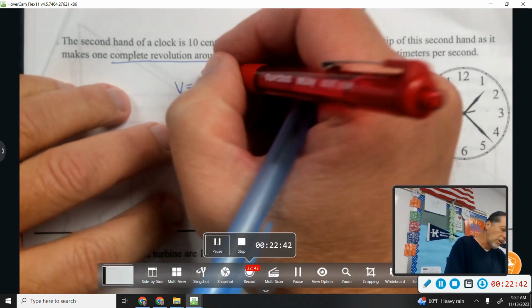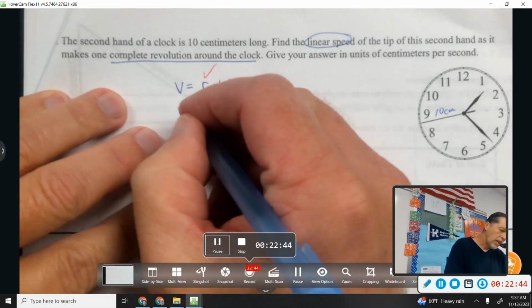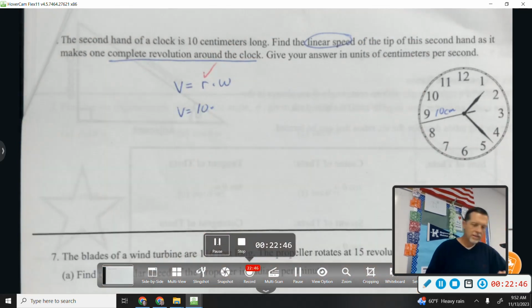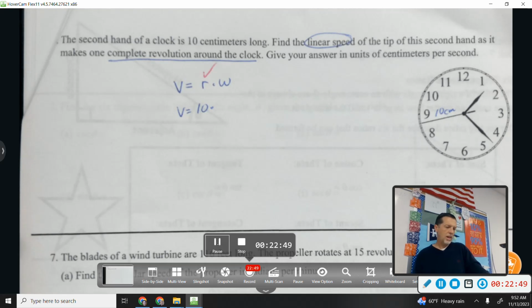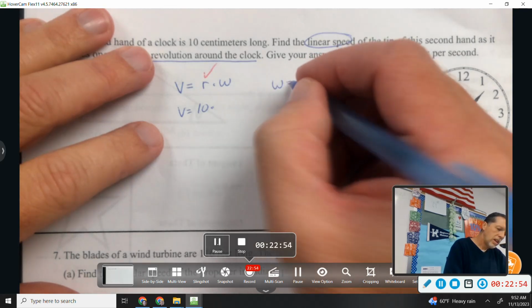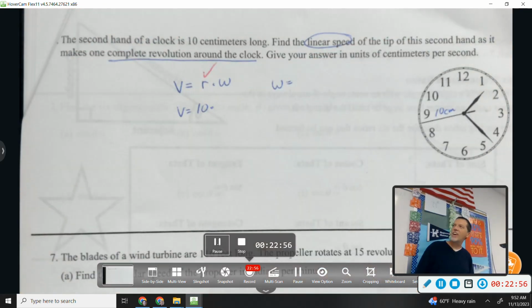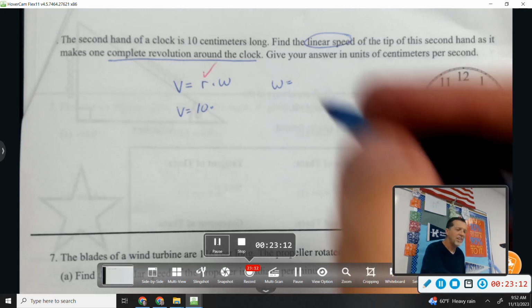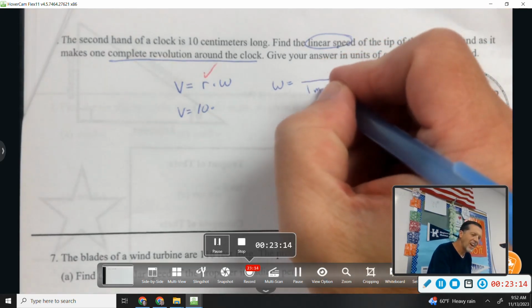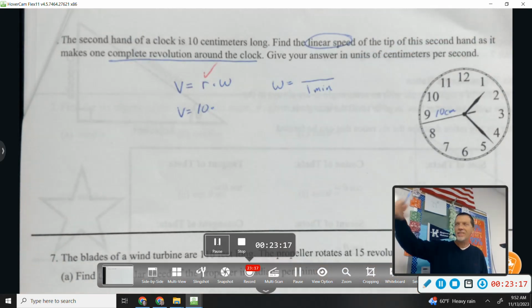Mainly because I know R, that's 10. Omega, I don't really know omega. How fast is it rotating? So how fast is the second hand going around the clock? Okay, I like per minute, right? Because it takes 1 minute to make it all the way around.